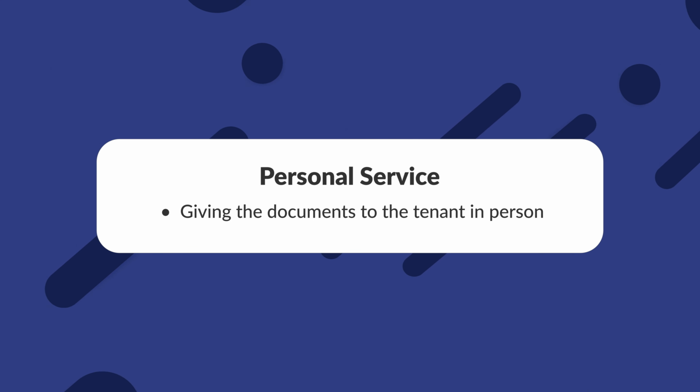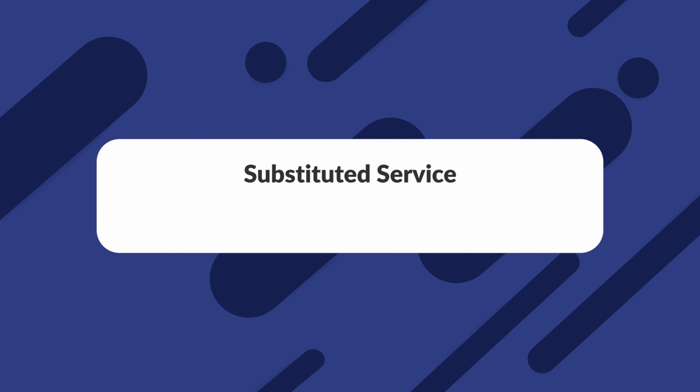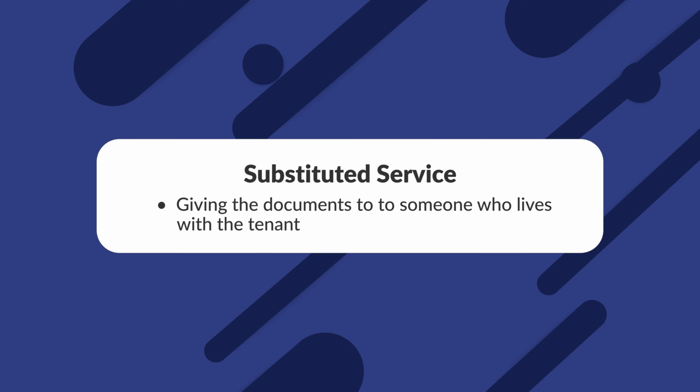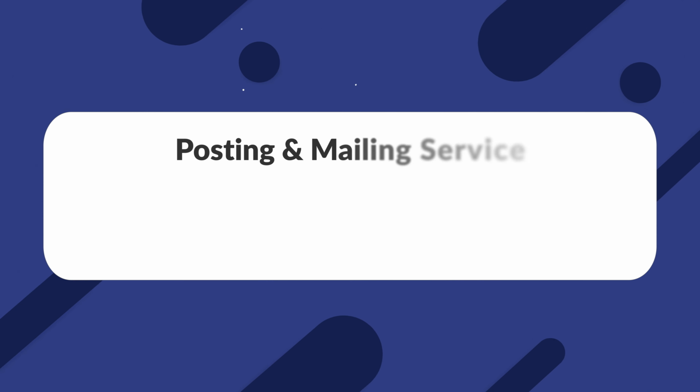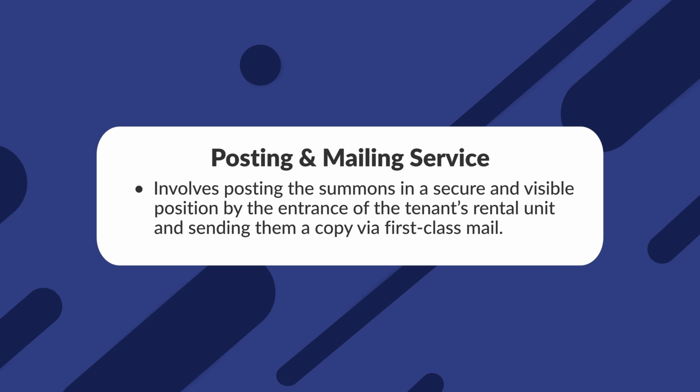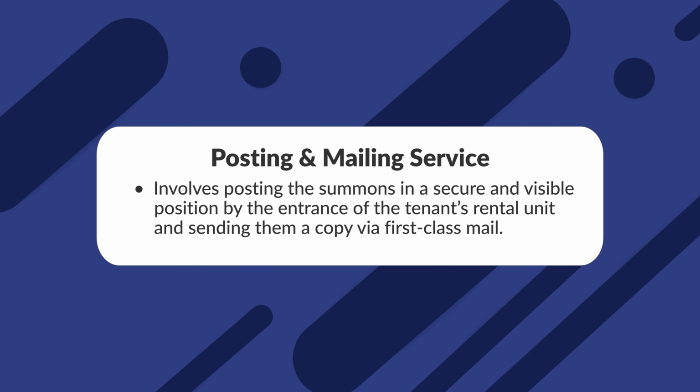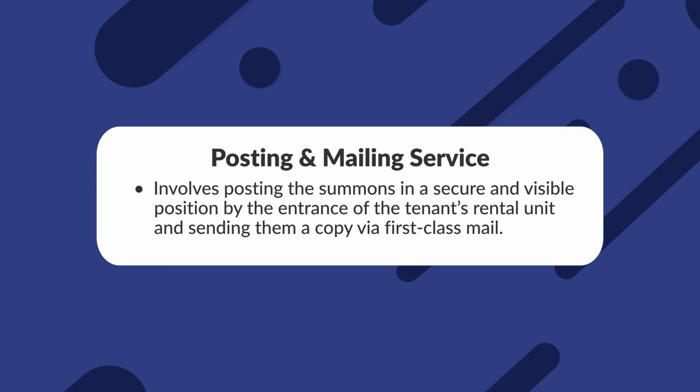Personal service is the first option. It means giving the documents to the tenant in person. Pretty self-explanatory. Substituted service comes next. This is giving the documents to someone who lives with the tenant. And if you can't use either of those options, posting and mailing service is your best bet. It involves posting the summons in a secure and visible position by the entrance of the tenant's rental unit and sending them a copy via first-class mail.